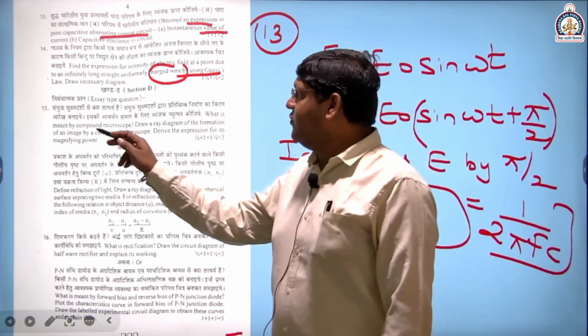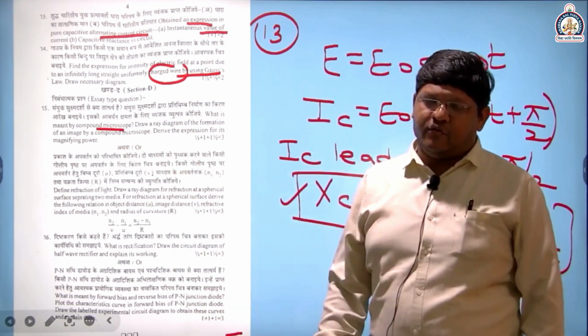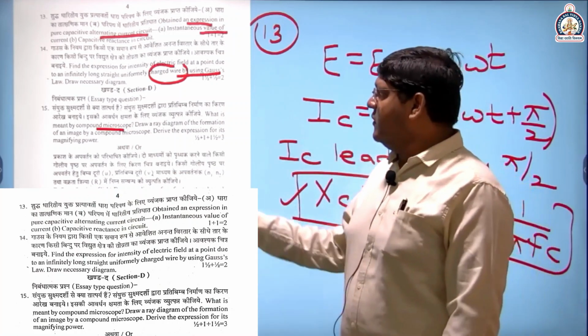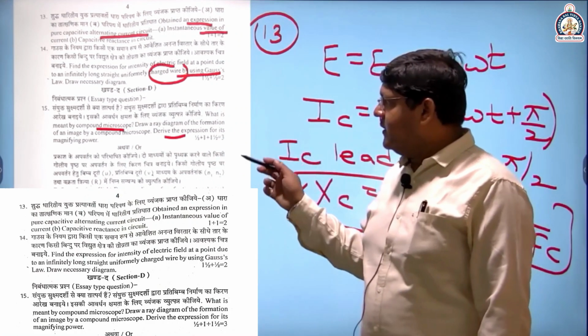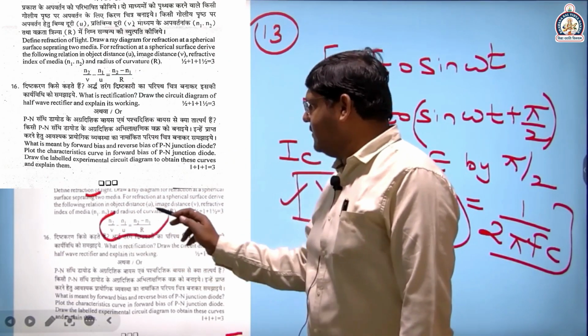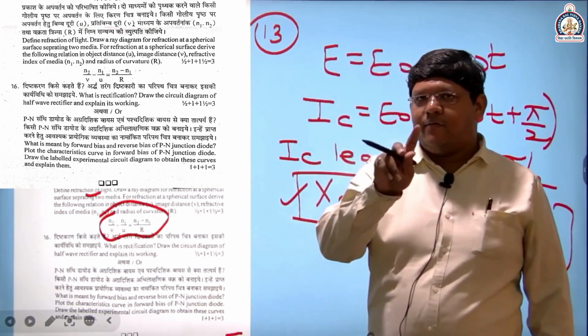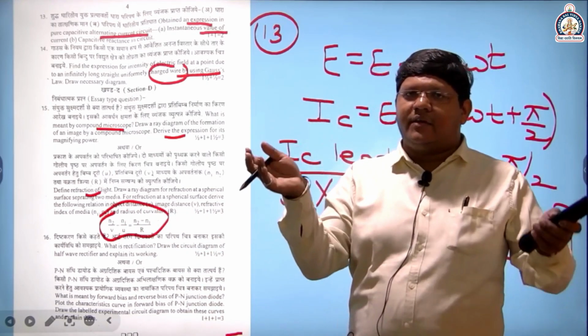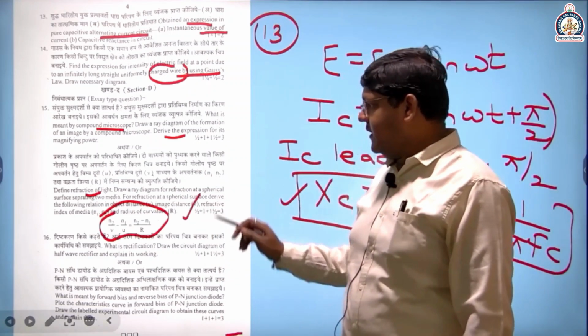In question number 15, you have to explain the compound microscope used to magnify an image, having two lenses, the objective lens and the eye lens. You have to derive the relation. And the next question is refraction of light at a spherical surface. In this derivation, you have to combine the two equations, rarer to denser and denser to rarer, and after combining both equations, we get the required answer.